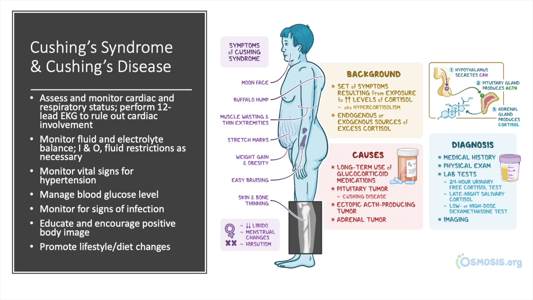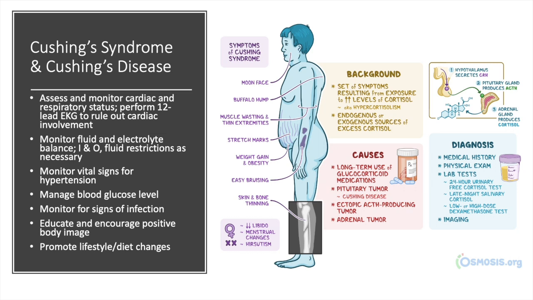So things such as a very round face, upper body obesity. So their legs and their peripheral extremities are thin, but their torso and upper body are large. Skin infections like acne, hypertension, diabetes that's not controlled, so hyperglycemia, tachycardia, and tachypnea. Excess cortisol can cause blood sugar to fluctuate. So monitor blood glucose levels regularly and notify the provider if it is outside of the patient's range.